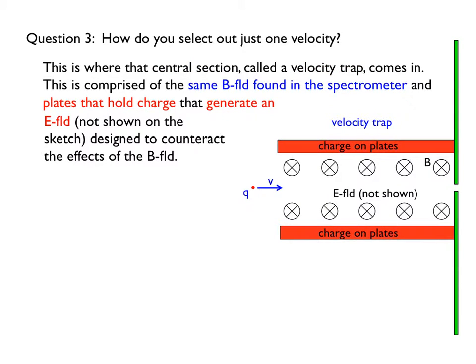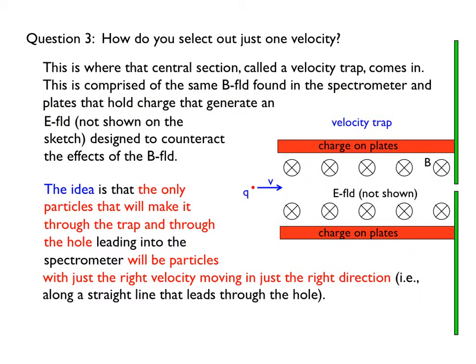The velocity trap comes after the accelerator and before the spectrometer, and is a region in which there exists a magnetic field and an electric field generated by charge on parallel plates. And I haven't shown you the direction of the electric field here because that's something you're going to have to figure out. The idea is that as your charge interacts with both the magnetic field and the electric field as it's moving through this region, if it's moving too slow, maybe it'll do something like that. If it's moving too fast, maybe it'll do something like that. But if it's going just the right speed, it'll be able to go on axis and pass right straight through.